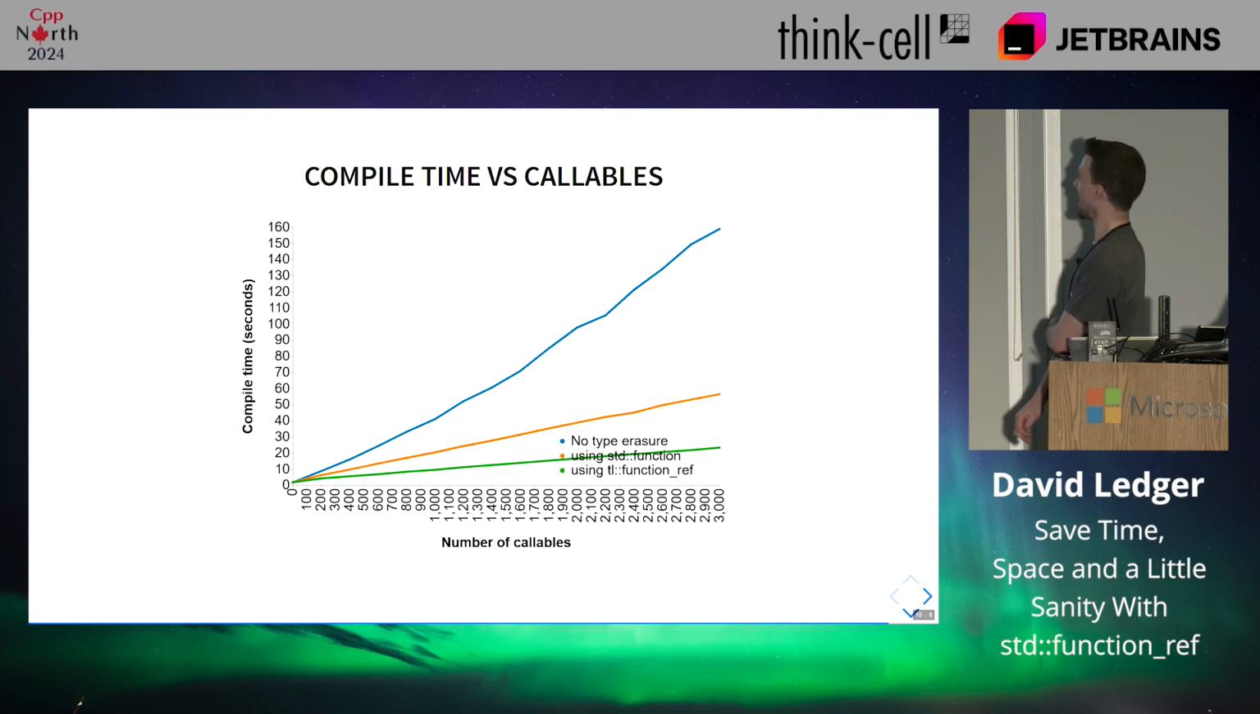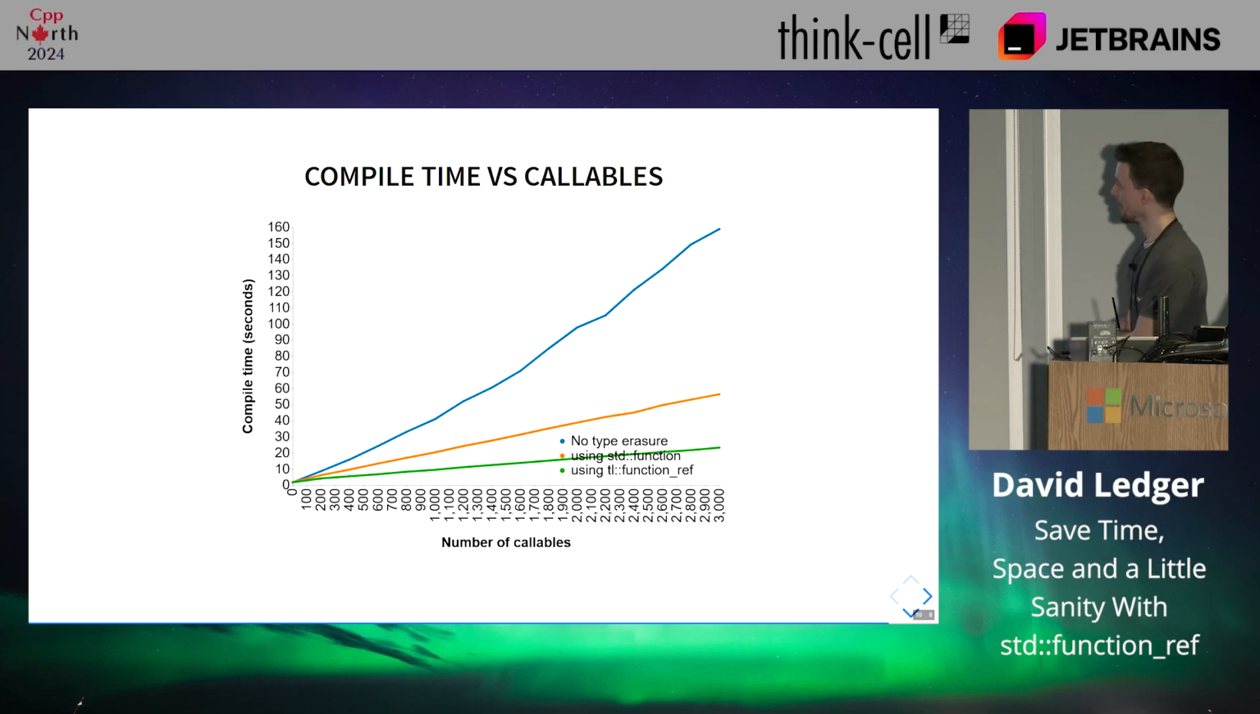std::function helps heaps. std::function helps a lot, but std::function has overhead. std::function will slow down your code. std::function_ref, on the other hand, is extremely light. It doesn't instantiate as many symbols, it doesn't instantiate as many definitions, and we end up with a much better compile time scaling as well.